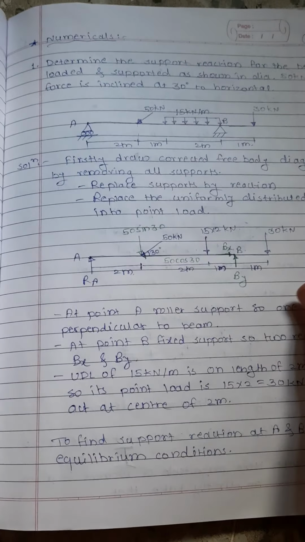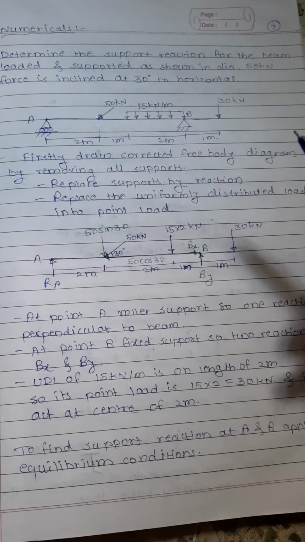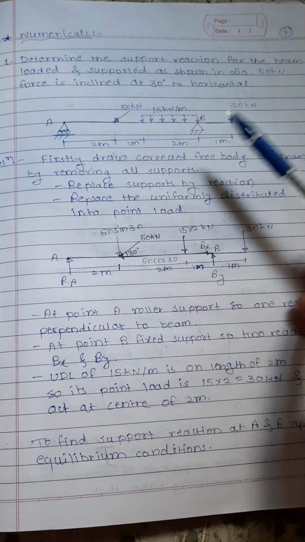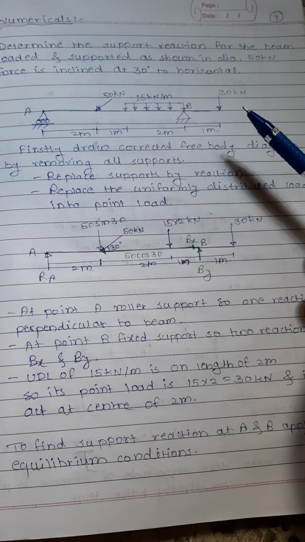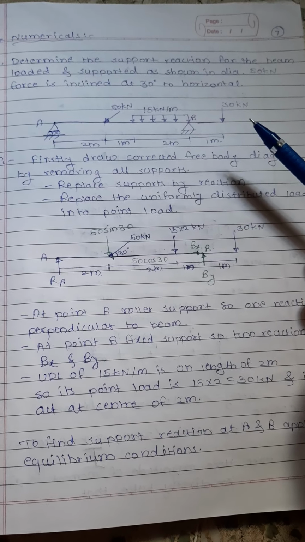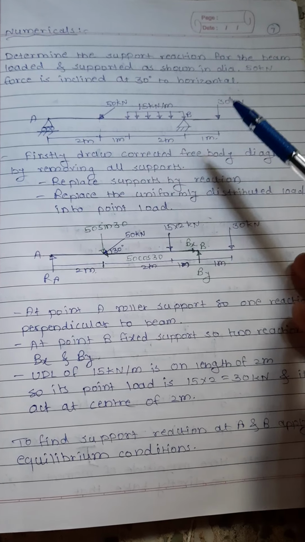Now we will see the numericals on the analysis of beam. Firstly, we will see the analysis of simple beam. The first numerical: the statement is, determine the support reaction for the beam loaded and supported as shown in the diagram. A 50 kilonewton force is inclined at 30 degrees to the horizontal.